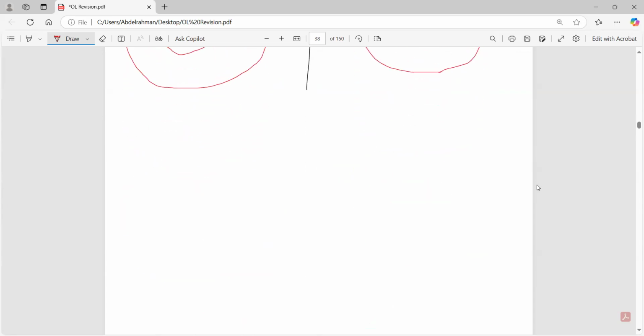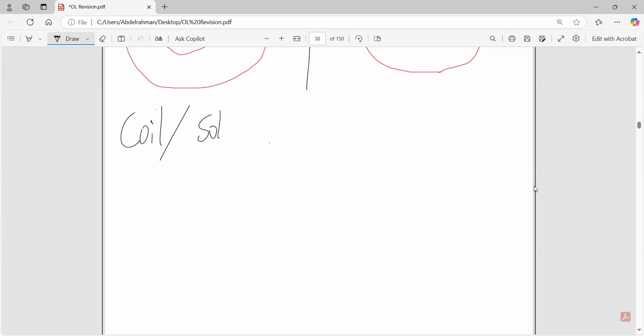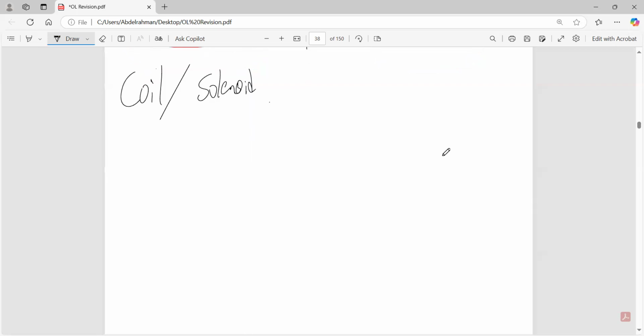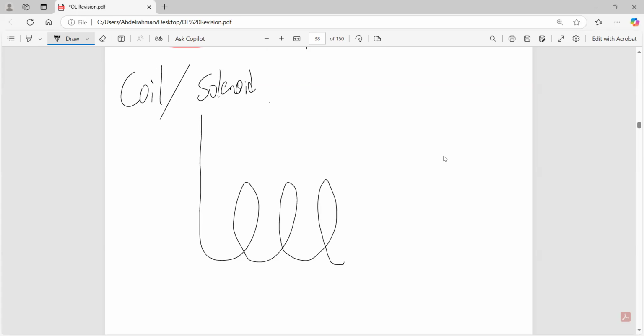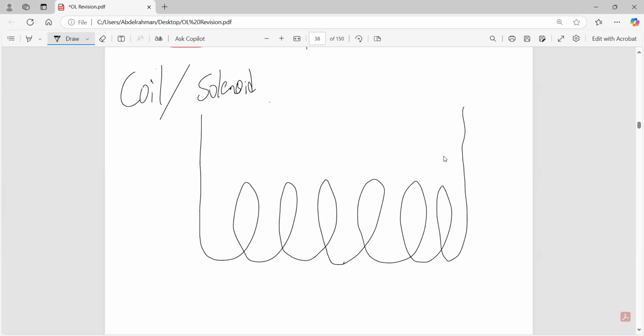What happens if you have a coil or a solenoid? A coil or a solenoid is basically a wire, but I rotated this wire around, for example, an iron bar. So this wire would look somewhat like this. This is the coil or the solenoid, which is connected to a battery.